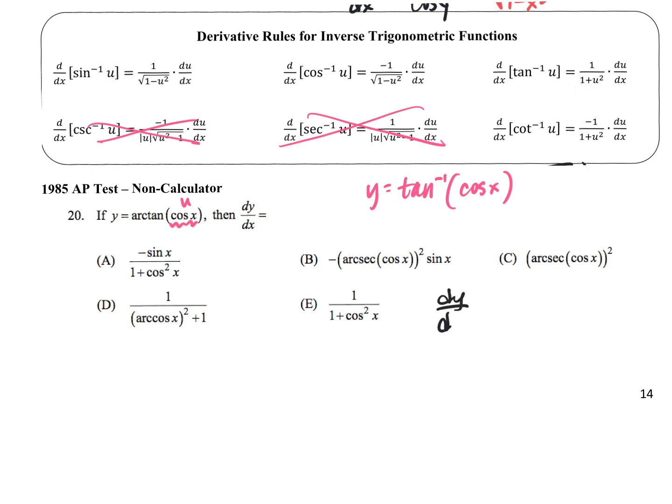What's my dy dx going to be? dy dx is 1 over, what do we got? 1 plus, then what? Cosine of x squared. Make sure that it's either in parentheses or written fancy like this. What do we multiply this by? The derivative of cosine. Derivative of cosine? Negative sine. Boom. Is that an answer? Hey, I love that.